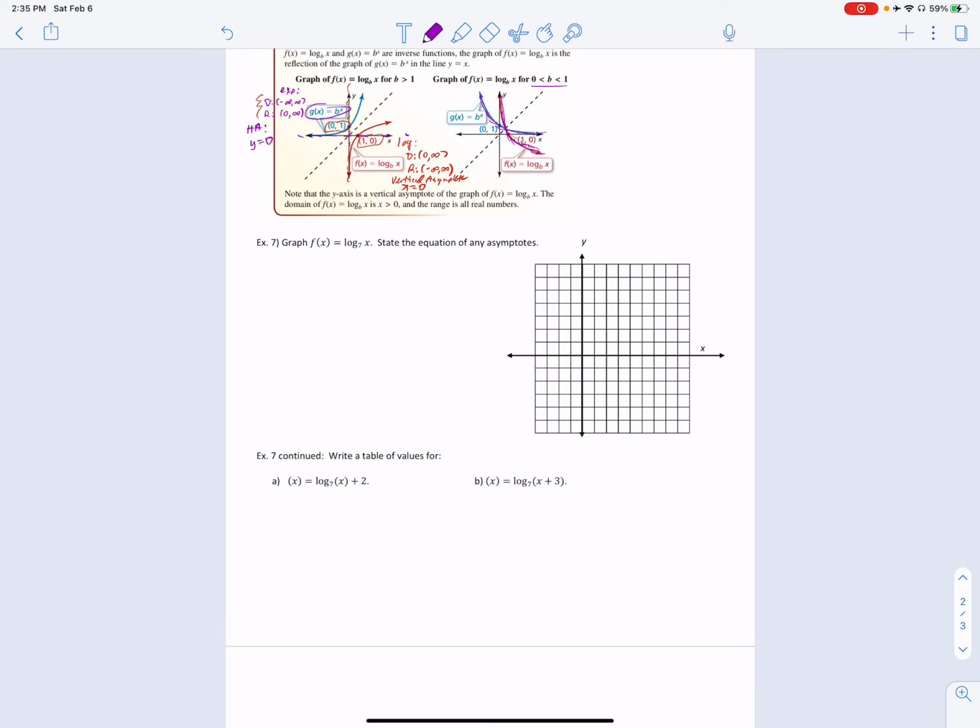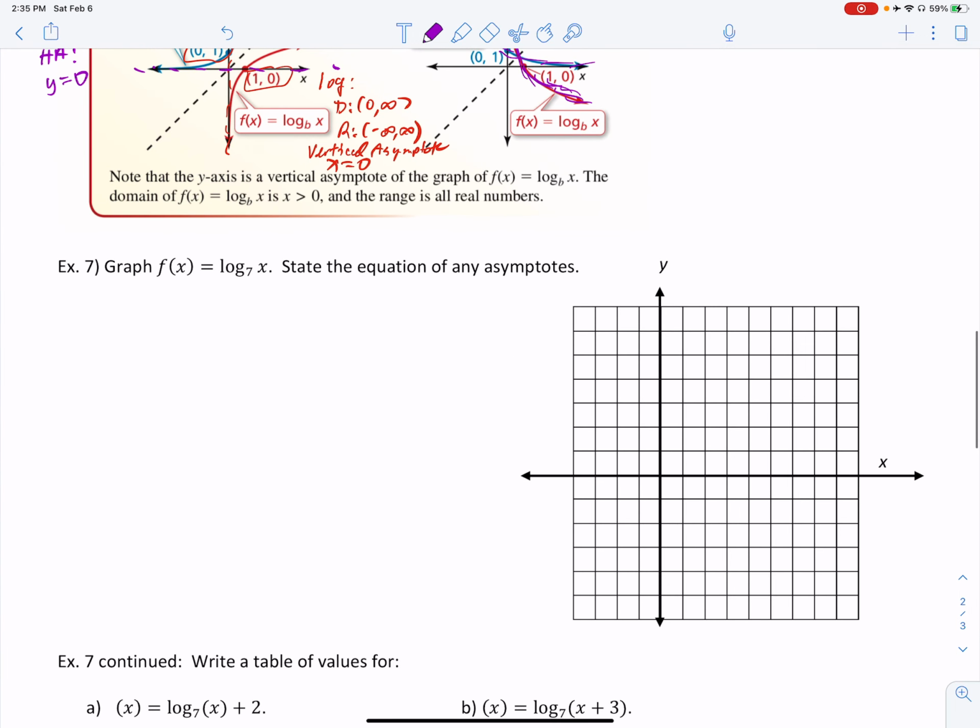So I need to see the steps that I'm going to do here. What you're going to do is recognize that the base on this is 7, and you are going to create a table of values for the exponential inverse function. So y is equal to 7 to the x. Start with that base and use -2, -1, 0, 1, and 2.